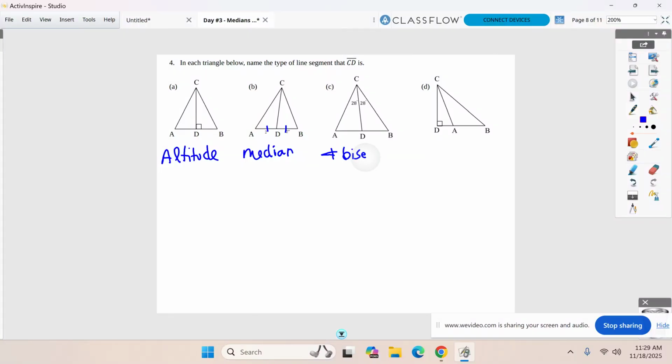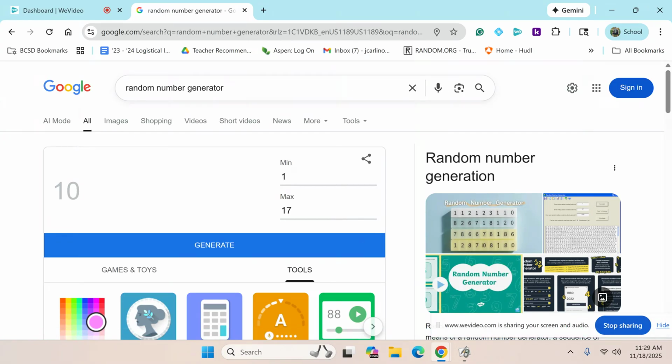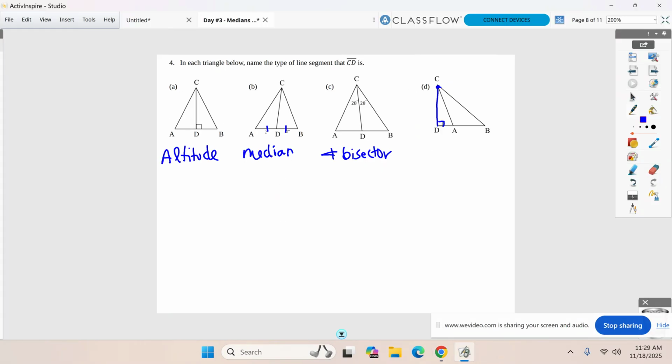Good. I don't need arc marks. And again, I thought this one might have been the toughest, but we'll see. Part D. What is that right there? Sophia? Yeah, it's an altitude. It's an altitude for an obtuse triangle. All right, that's an altitude for an obtuse triangle. Perfect. All right, there's one step.